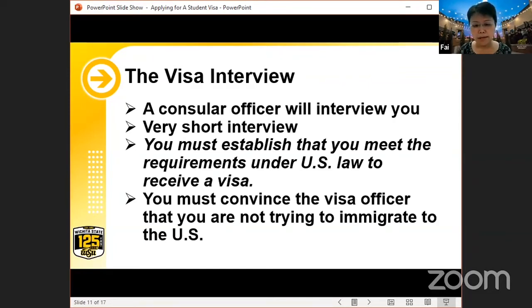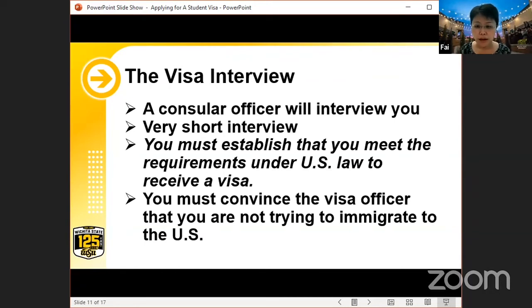So unlike other visa applications, the US visa officer always assumes that everyone who applies for a visa wants to move to the US. So your job is to tell them that I have no intention to stay in the US at all. What I want to do is simply go to the US, get my degree, and after that, I will go home. So that's it. And so you must convince the visa officer that you are not trying to immigrate to the US.